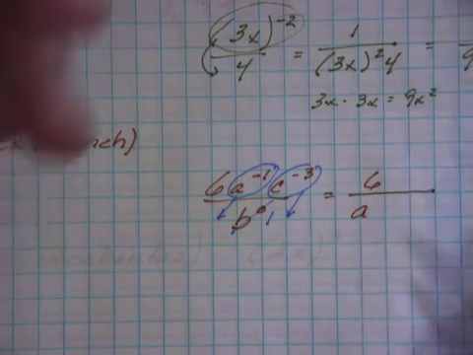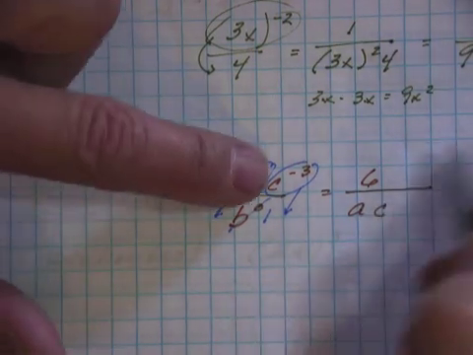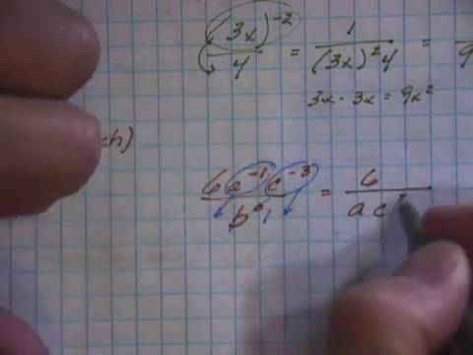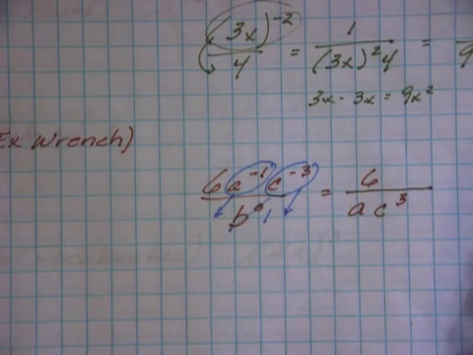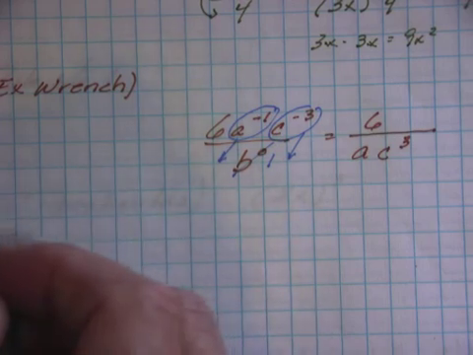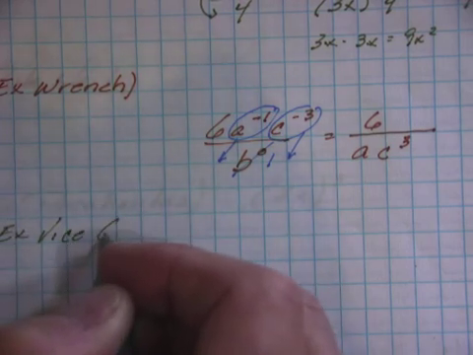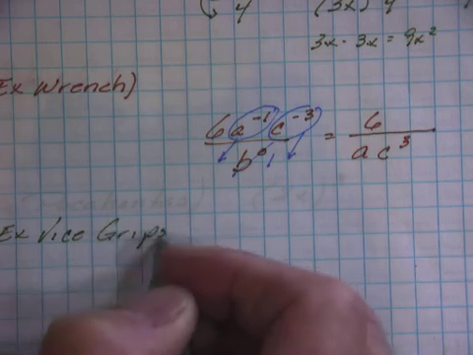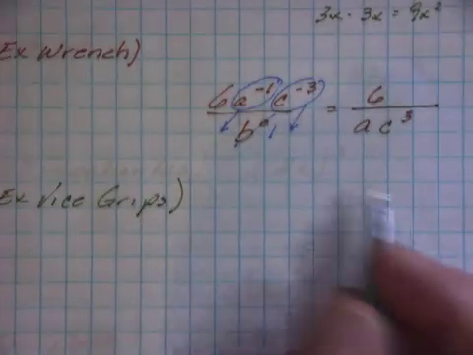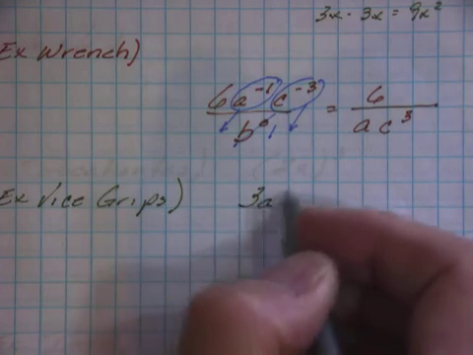The 6, nothing told me to move the 6, so the 6 stays in the numerator, over, I brought a to the negative 1 down, making it a to the positive 1. I don't need to put the 1. A to the first power is a. And then c, what was a negative 3, now becomes a positive 3. And that's your answer there. And then we can go just a little bit further.